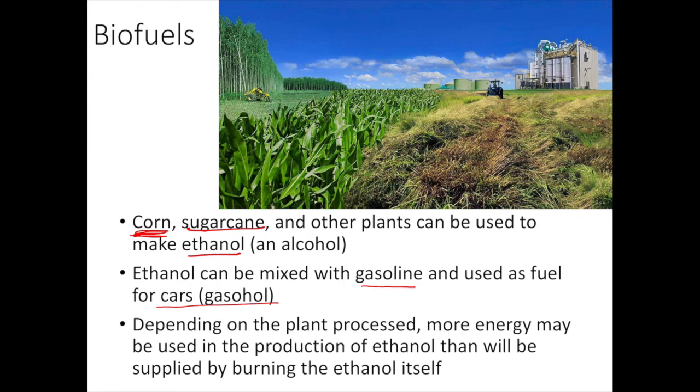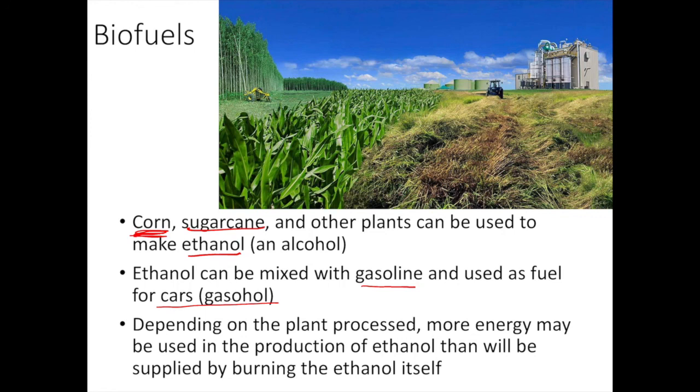We can burn ethanol, and so the idea is we can use a lot of our fossil fuel infrastructure, but instead of using these fossil fuels that take millions of years to make, we can use corn, which we can grow every year. And so there is an appealing argument to that. But actually, it takes a lot of energy to make corn and to make ethanol.